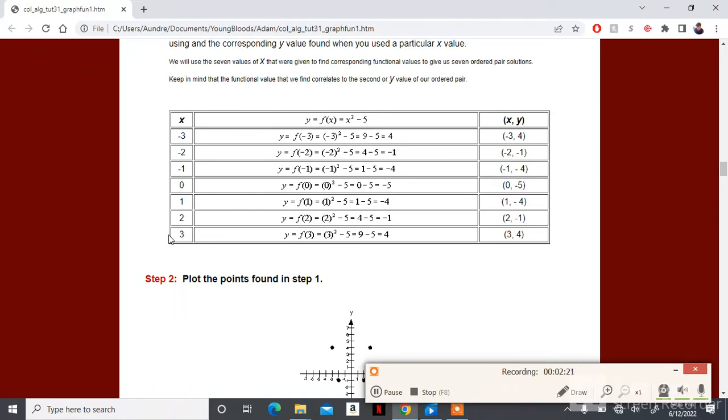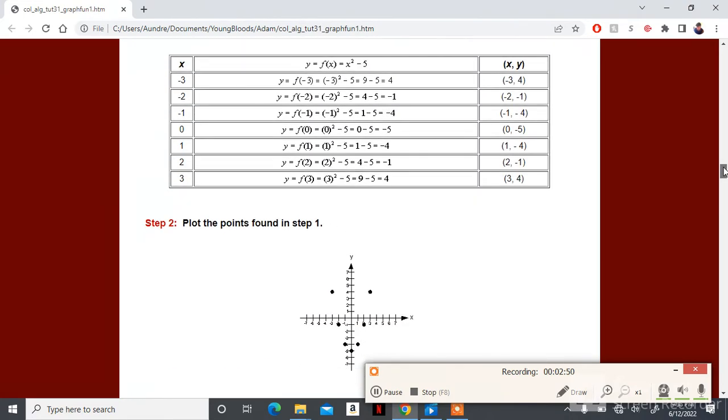2 is our original x, and negative 1 is the y we got from using our original x. Alright, and 3: y equals f of x at 3. We're going to use the formula with x equals 3. 3 squared is 9, and bring over negative 5. 9 minus 5 equals 4. And 4 is our y, and 3 is our original x. And now we have the points to graph.